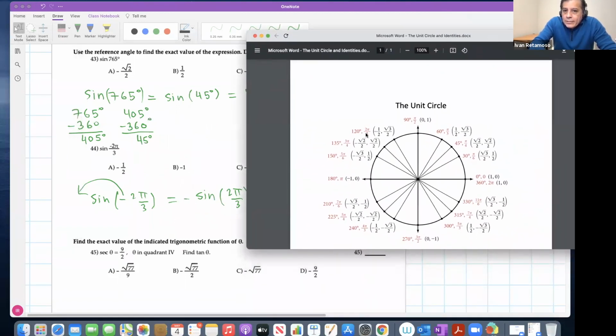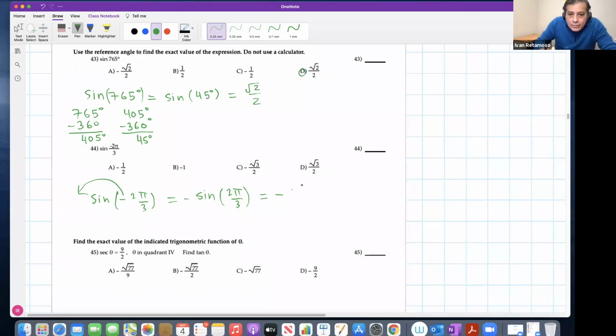Pi/3, 2π/3, you see it? 2π/3, right? This is here. What is the sign of that? First coordinate gives us cosine, second coordinate gives us sine, right? This is radical 3/2, right? Radical 3/2. So radical 3/2, and don't forget that there was a negative sign outside waiting, right? So this should be the answer, right?